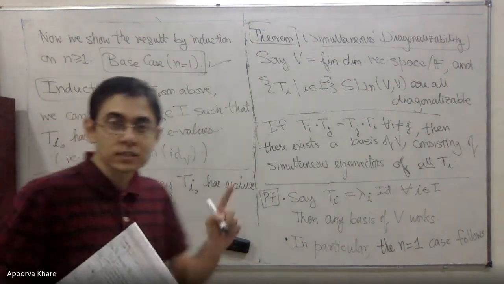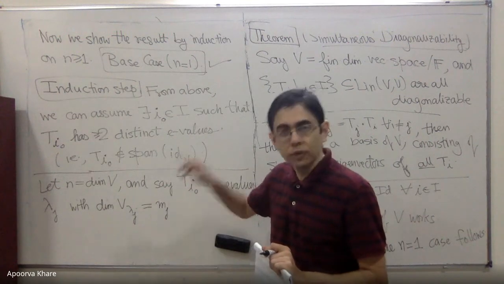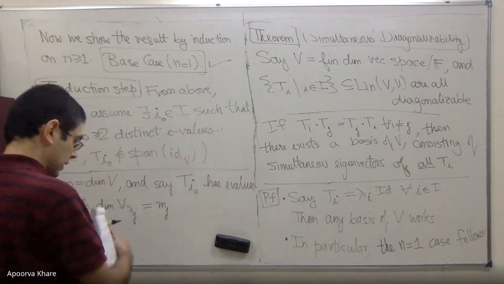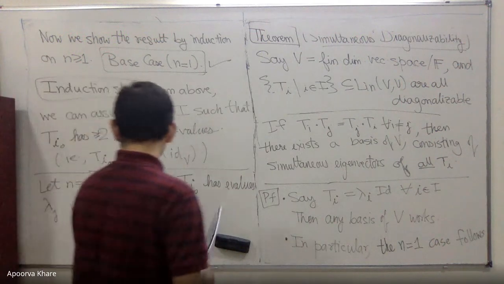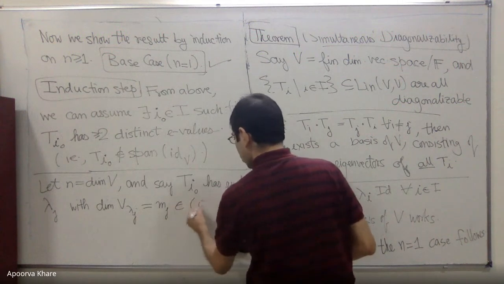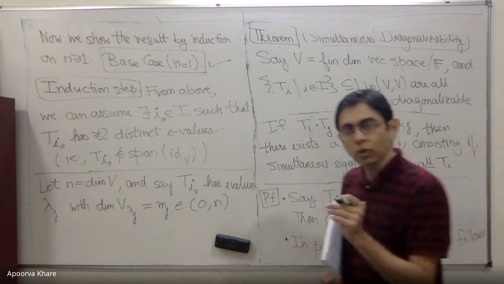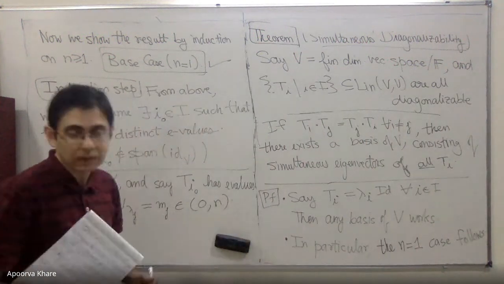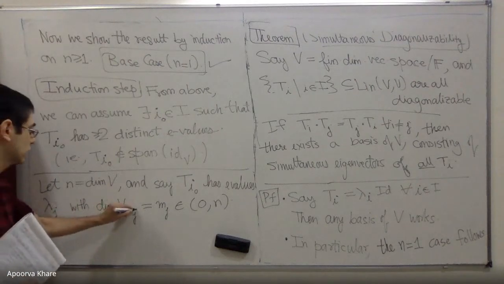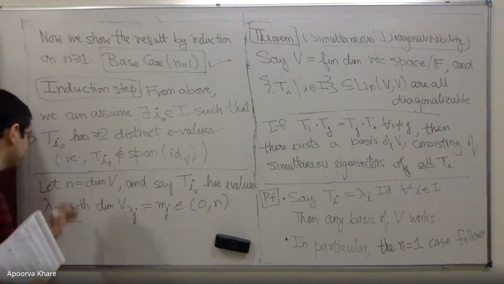And what do we know? Since there are at least two, each of these is a positive number and there are at least two of them. Therefore, each of these is strictly less than n. So you assume the dimension is n, and mj belongs to the open interval (0, n). It cannot be 0 and it cannot be full, because then every other mj would be 0, and there are at least two which are not 0. Okay, great.